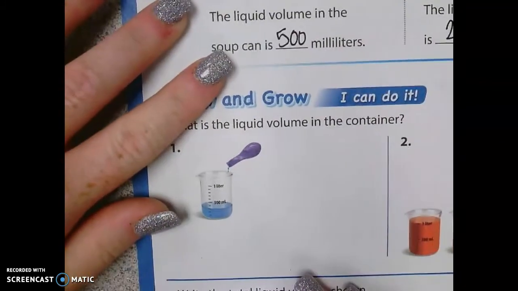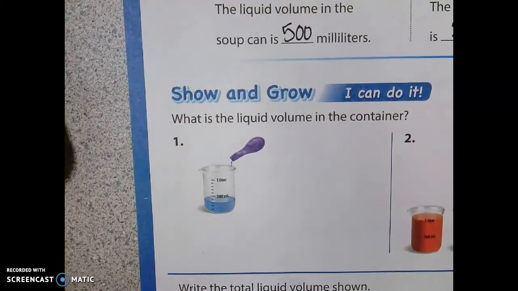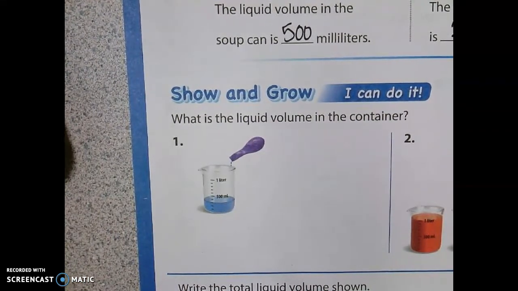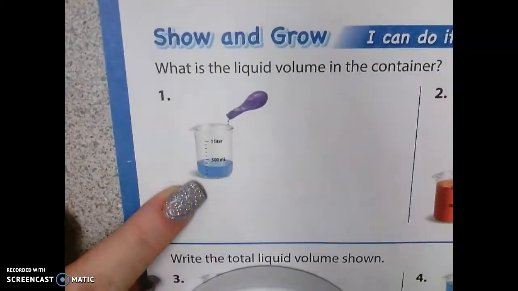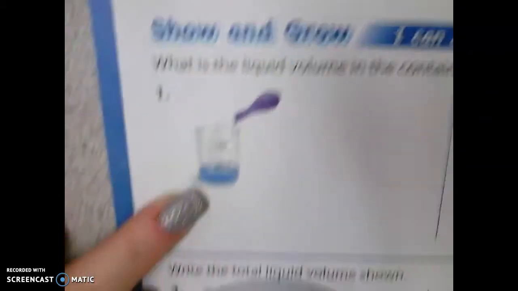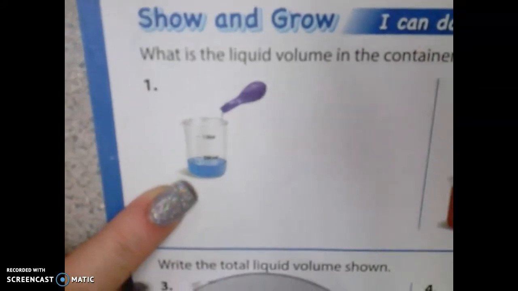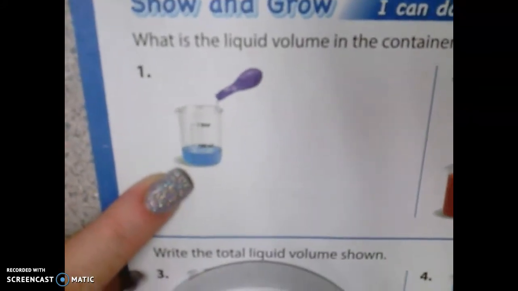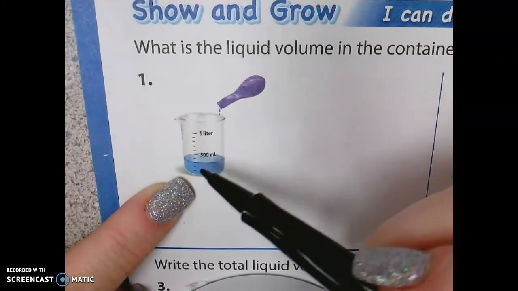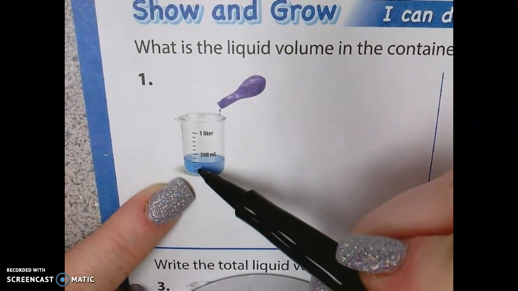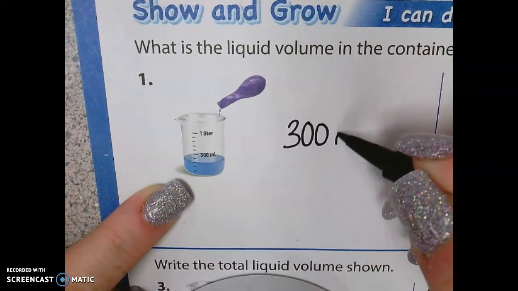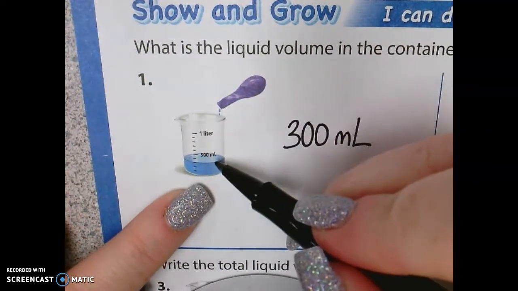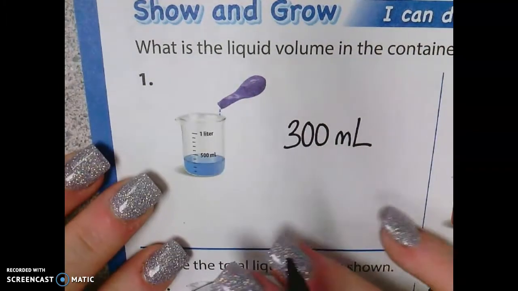Let's go do a couple more together. All right, let's measure the liquid volume in this container. This is a little easier to see because we have blue liquid. Let's see if I can make this easier for you to see. All right, so we're going to count along these lines. We have 1, 2, 3. So we have 300 milliliters. It's going by hundreds. Okay.